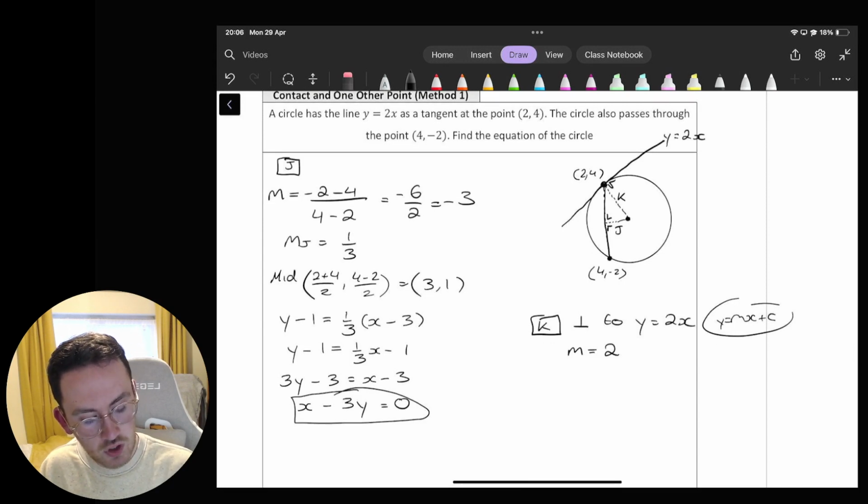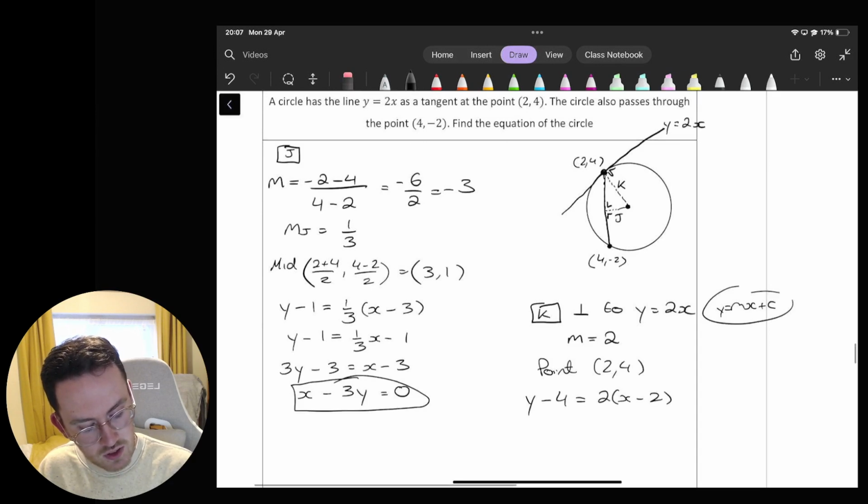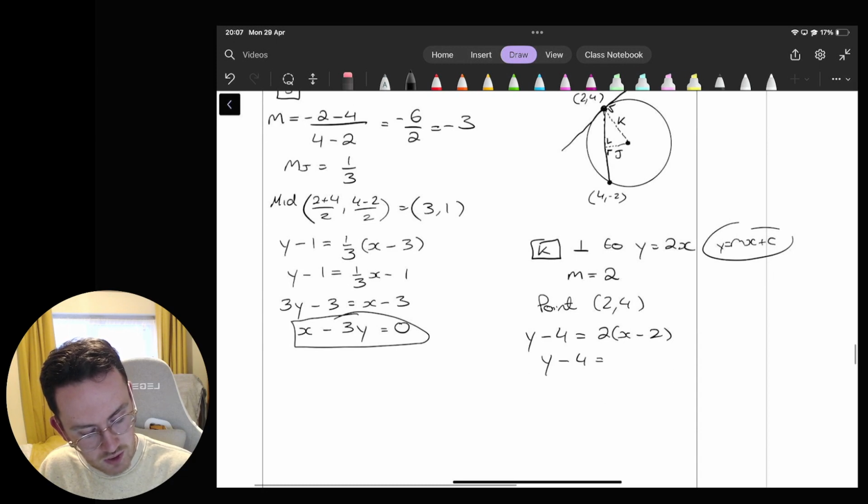And I need a point on that line as well. It's not a bisector this time, I just need a line perpendicular to this tangent, but it has to go through my tangent point. So the point I'm going to be using is the point of tangency (2, 4). So y minus 4 equals m(x minus x1). So y minus 4 equals 2(x minus 4). So y equals, and what is that going to leave me with?